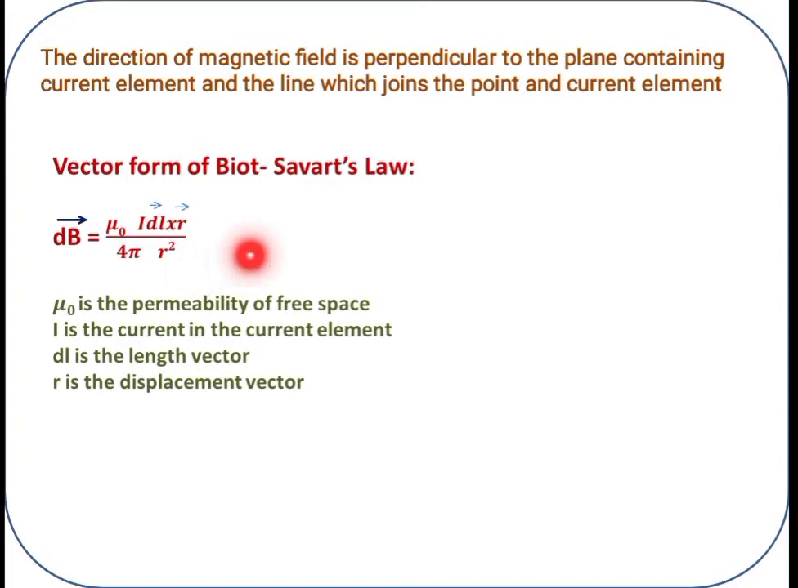So if we write the same law in vector form, of course the magnetic field is a vector quantity. So vector dB is equal to mu naught by 4 pi, I dl cross r, divided by r square. dl and r both are vector quantities. I is a scalar, so we are not mentioning the arrow on the current. Here mu naught is the permeability of free space, I is the current in the current element, dl is the length vector, and r is the displacement vector. So this is about the vector form of Biot-Savart's law.